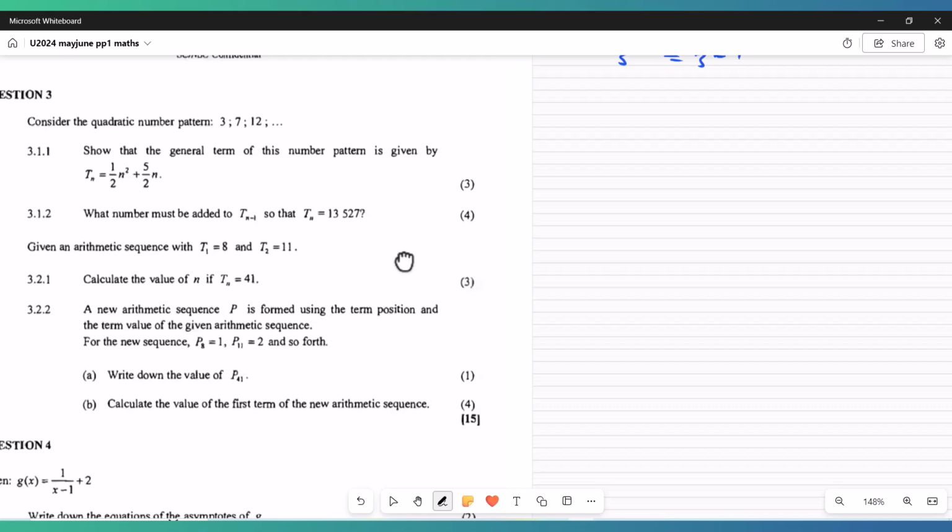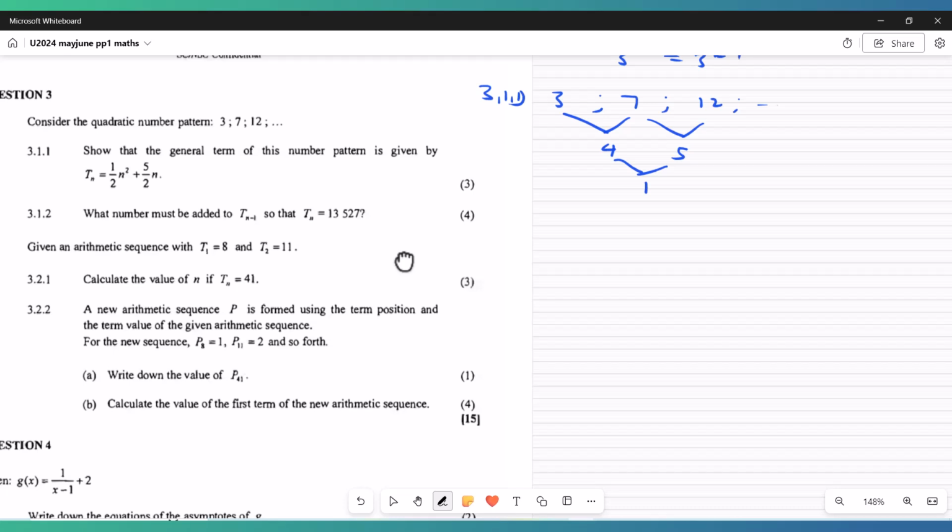We have 3. That is 3.1.1. What do we have? We have 3 here, and then we have 7. Okay, then we have 12, and so on. So what is 7 minus 3? We get 4. What is 12 minus 7? We get 5. Okay, then what is 5 minus 4?